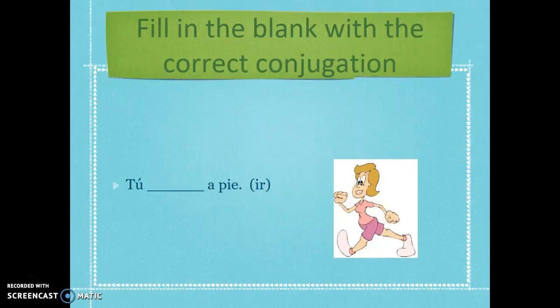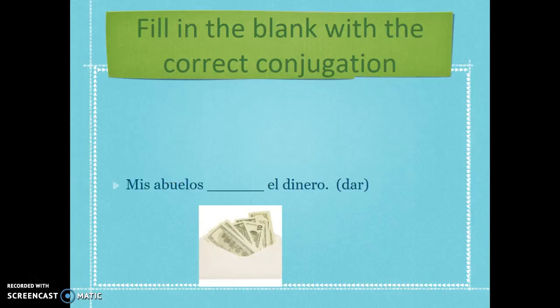Tú blank a pie. You go on foot. Tú vas, or vas. Mis abuelos blank el dinero. The verb being dar. It's my grandparents dan el dinero.